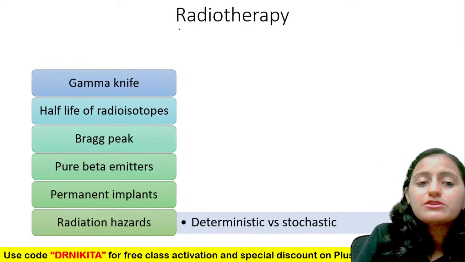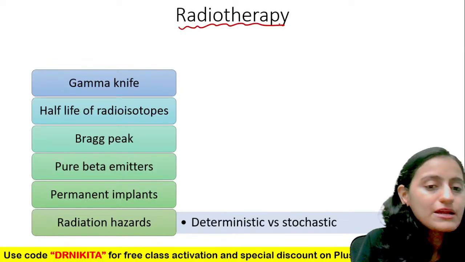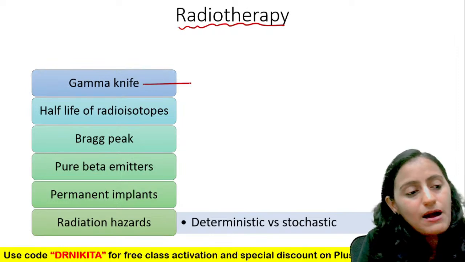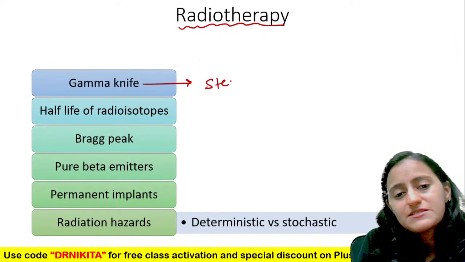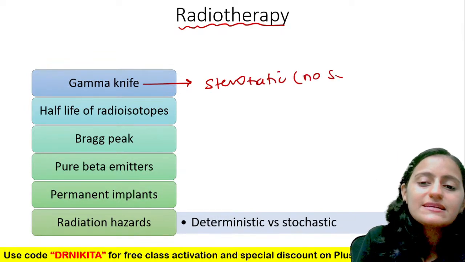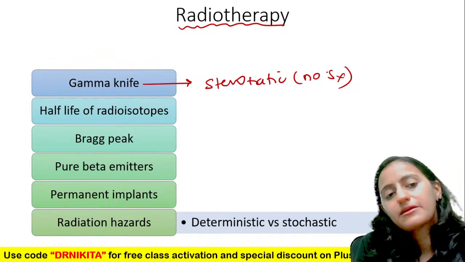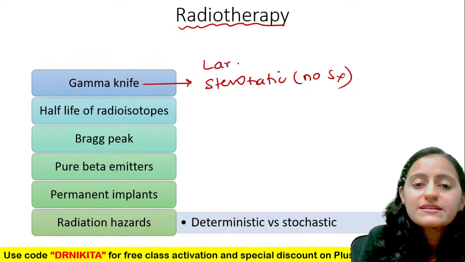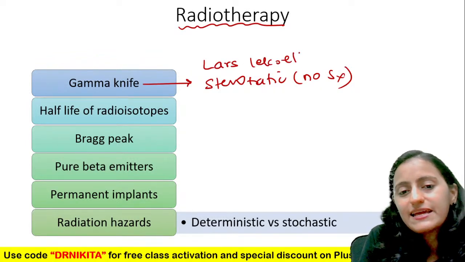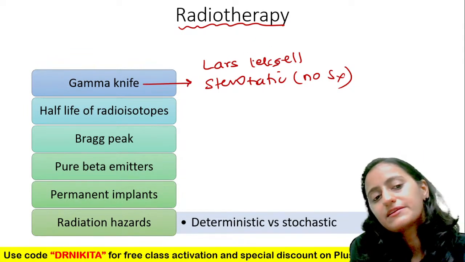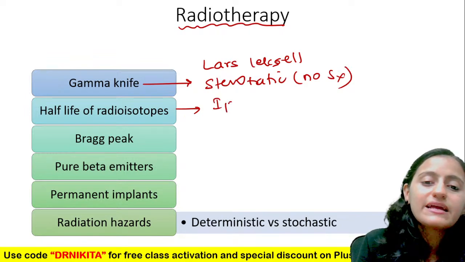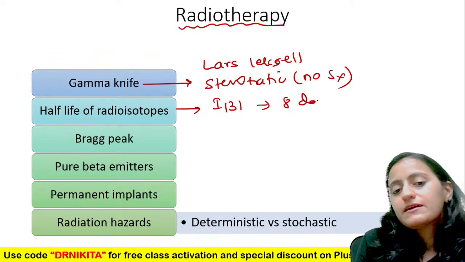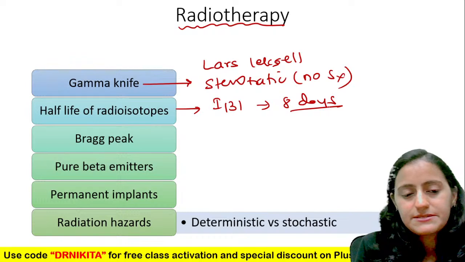Now next one, coming to radiotherapy. What is important in radiotherapy is knowing about gamma knife. So gamma knife is basically stereotactic radiotherapy. Remember that there is no surgery which is done there. Who invented gamma knife is Lars Leksell. Half-life of radioisotopes is important, like iodine 131. Remember the half-life is 8 days.